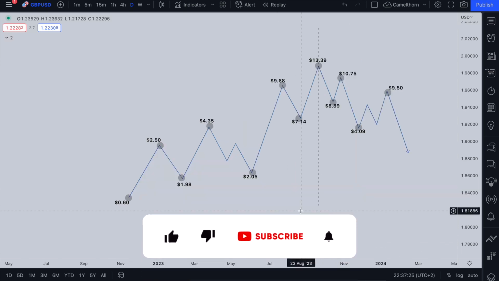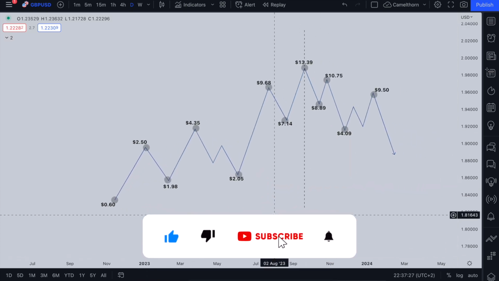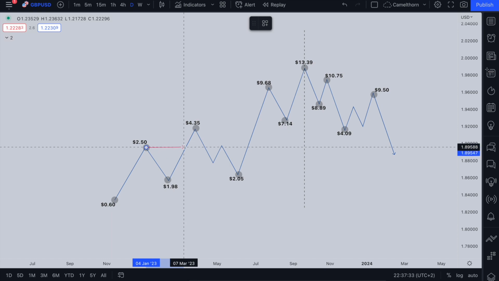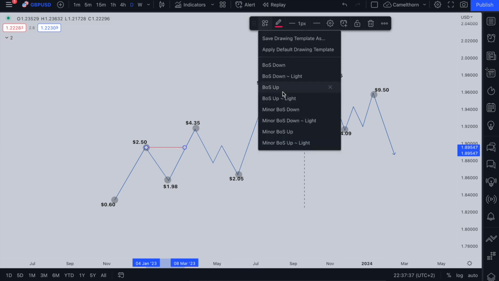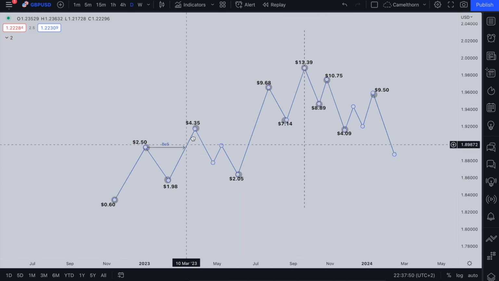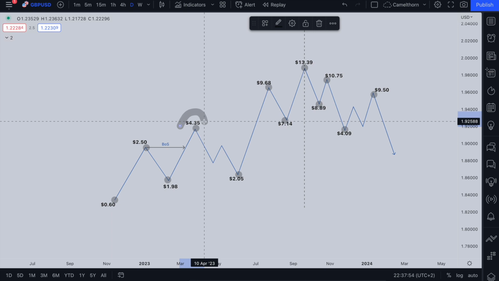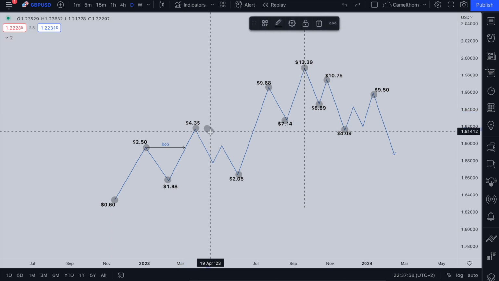If I bring it back to our impulse and correction schematic here, essentially what we have is a break of structure to the upside here, okay? This is a valid break of structure up. It meets our rules. After that break of structure to the upside, we have a new external higher high that is formed. After that higher high forms, what can we anticipate? We can anticipate a pullback, okay?